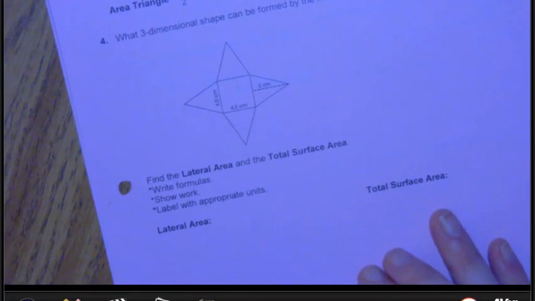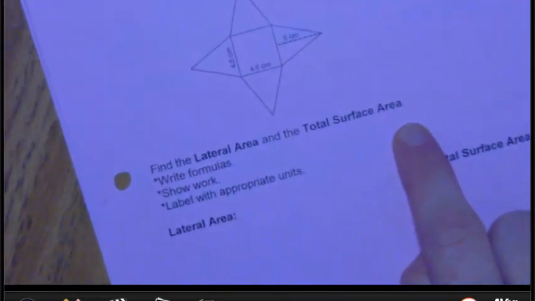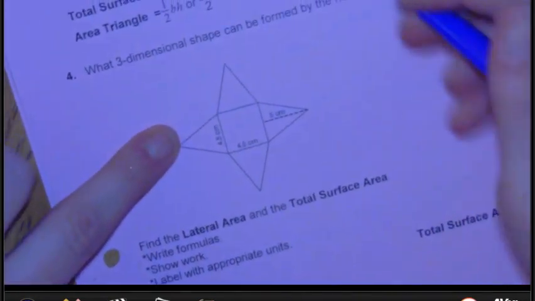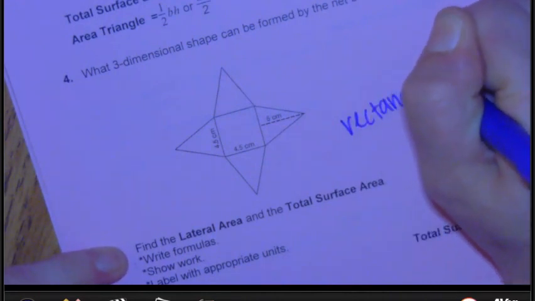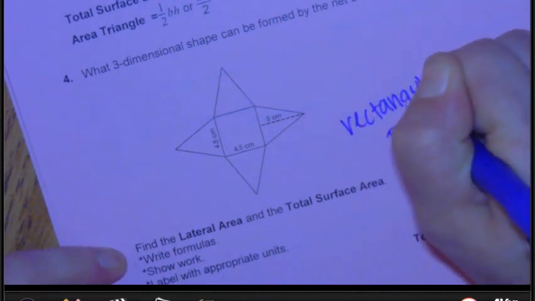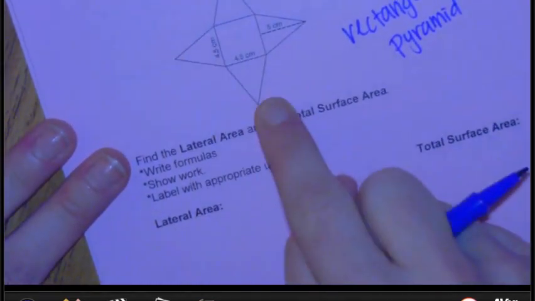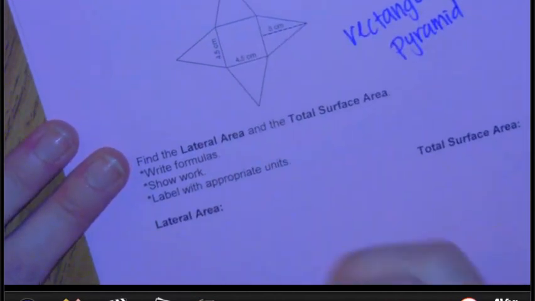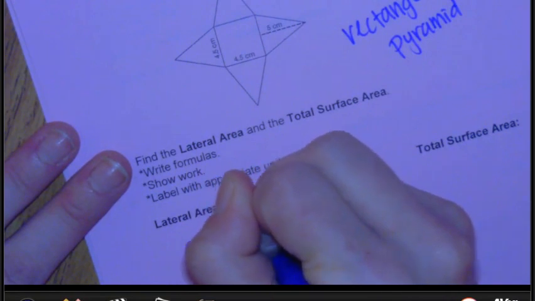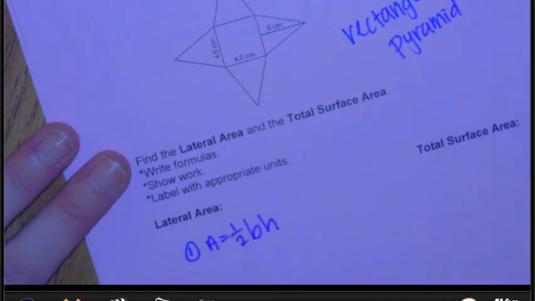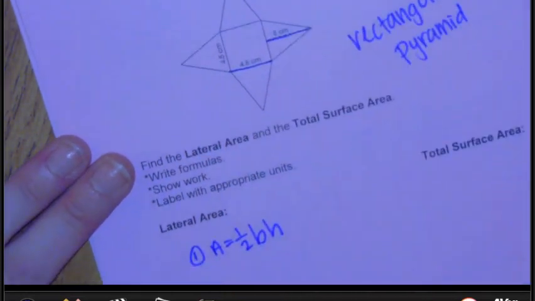All right, so number 4, I am to find the lateral and the total surface area of my shape here. And this looks like it is a rectangular pyramid. Just go ahead and put the name in there. All right, so I need to find the area of all of my lateral sides, and all my lateral sides are triangles. So the first step is to find the formula of your triangle, and that is 1/2 base times the height. My base is 4.5 and the height is 5 centimeters.